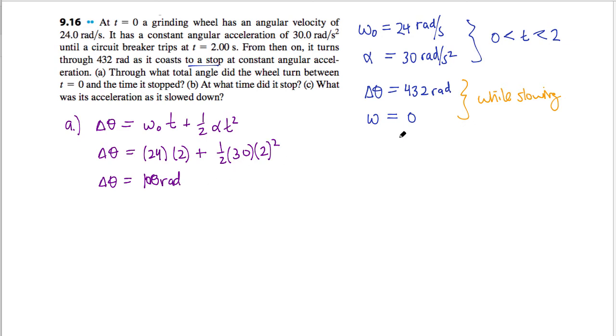So now I need to add that to what happens while it's slowing. So that means that my total angle rotated through is going to be 108 plus the 432 radians that are rotated through while it's slowing. So my total angle rotated through is going to be 540 radians.